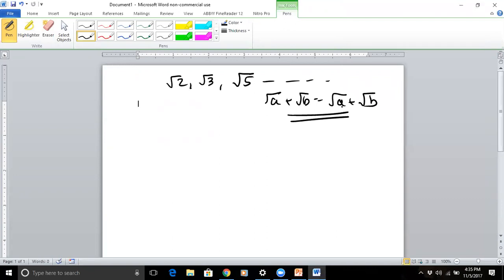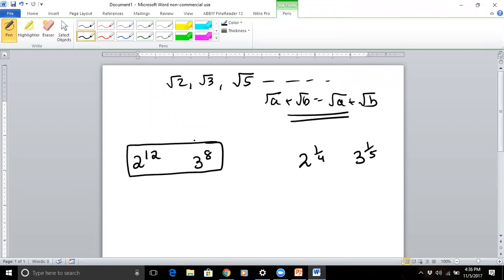Now, my question is slightly different here, right? If I give you exponents, that is powers, say 2 to the power of 12 and 3 to the power of 8, or I give you fractional exponents, say 2 to the power of 1 by 4 and 3 to the power of 1 by 5, right? Let's compare these two values first. If I give you 2 to the power of 12 and 3 to the power of 8, out of these two values, which one is the greater of the two? Is 2 to the power of 12 greater than 3 to the power of 8, or is 3 to the power of 8 greater than 2 to the power of 12? How would I figure out which of the two is greater?